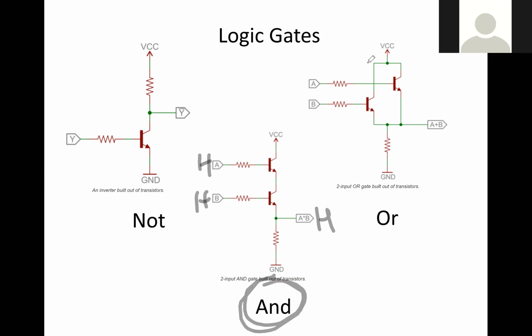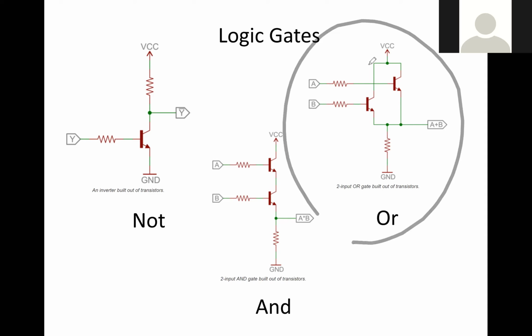That's why it's called an AND gate. And I'm sure you can figure out from there how this other one over here works. If it's called an OR gate, then what that means is that the output here is going to be high if either A or B is high.